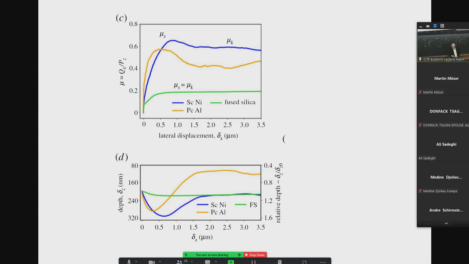What you can see in the case of the fused silica is that it basically moves along a steady curve there. You increase the friction, it reaches some steady value. And in the case of the indent depth, it goes in a little bit, but not much. What happens to the metals is much more striking. First of all, they sink in quite a lot at the beginning. Then they rise out, depending, as we'll see later on, on material properties. But you also see a maximum of friction.